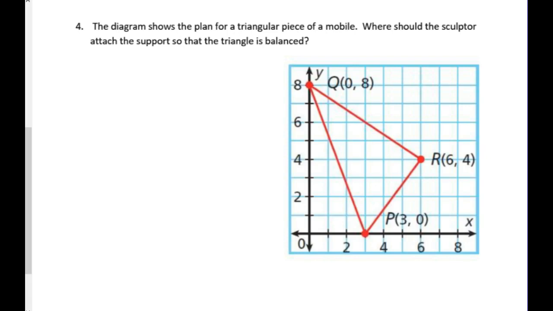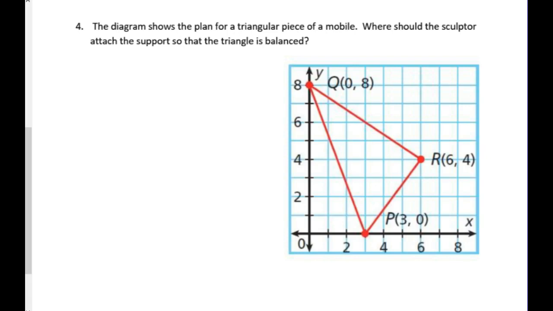Okay, so now let's read number 4. What does it say? The diagram shows the plan for a triangular piece of a mobile. Miss Marrero, how do you pronounce that? Mobile? Do you say mobile or mobile? Mobile. Okay. So now please remember, mobile. So a mobile is that hanging thing on top of a baby's crib, right? So just follow along right here. Okay. Let's put that away.